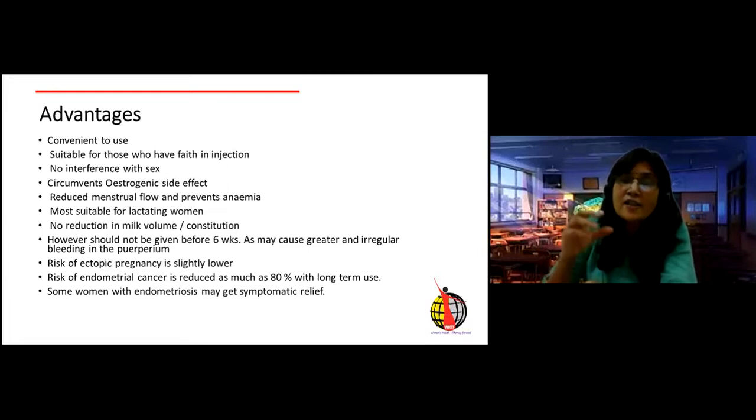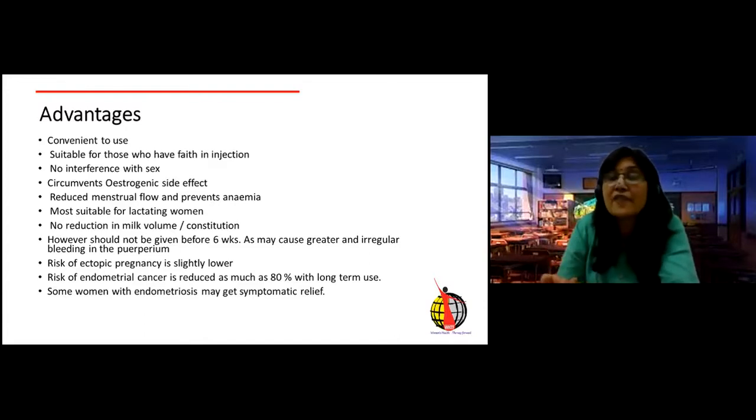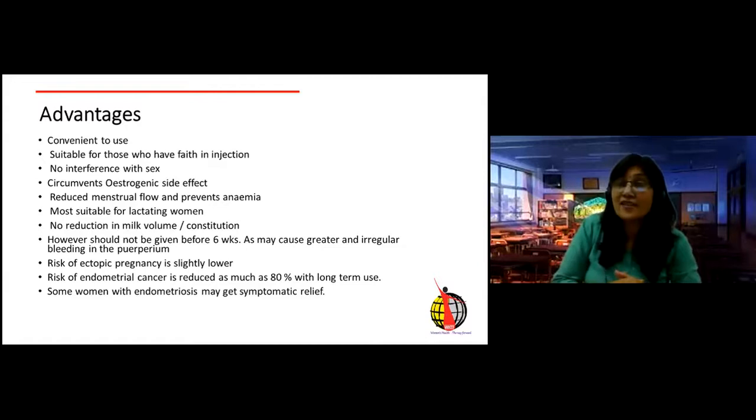All the side effects of estrogen, which you came to know yesterday, are circumvented. It reduces menstrual flow, so those who are having excessive bleeding find it suitable. It reduces and prevents anemia. It is also very good for lactating women, because there is no reduction in milk volume. The constitution of milk is also not changed.